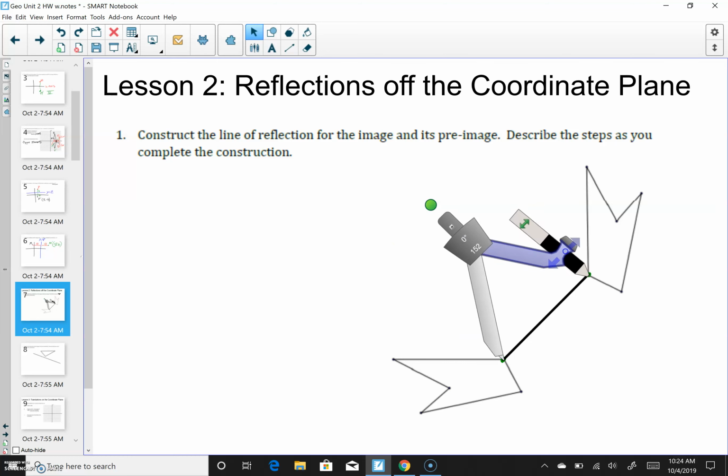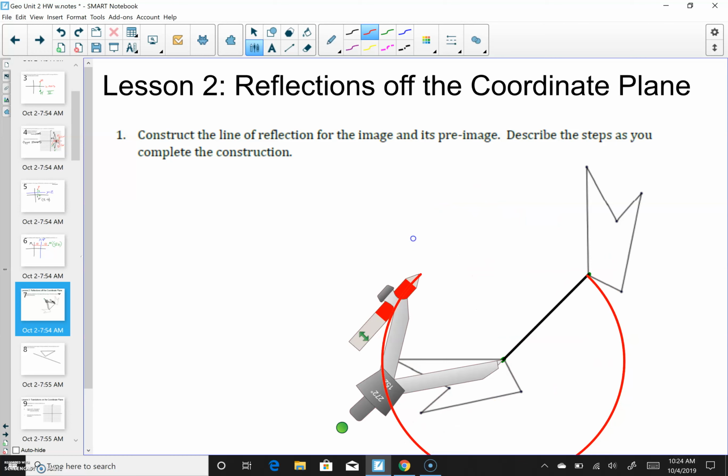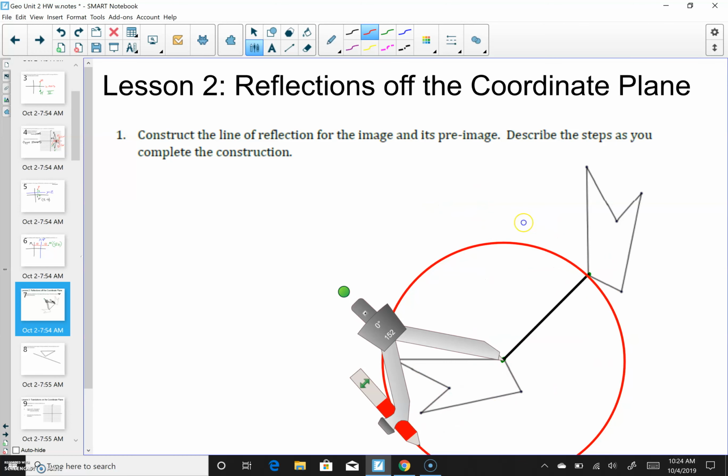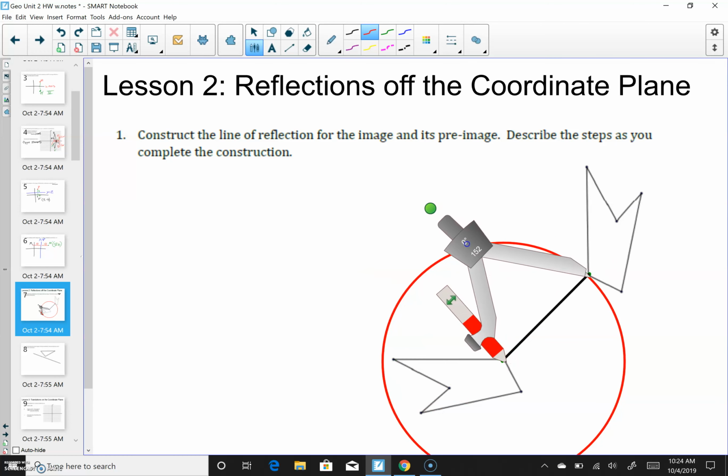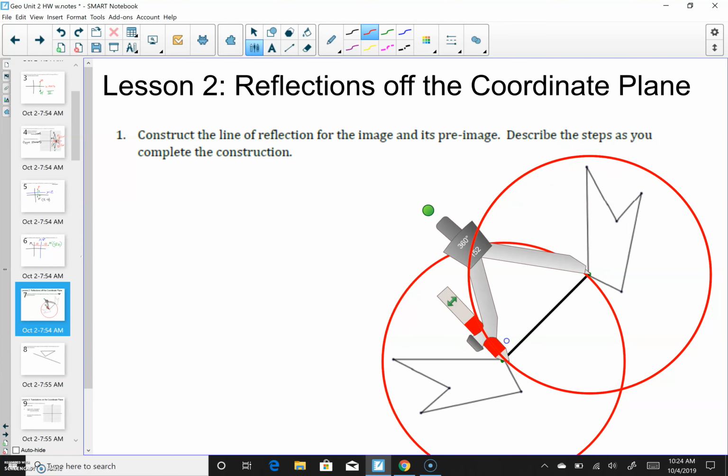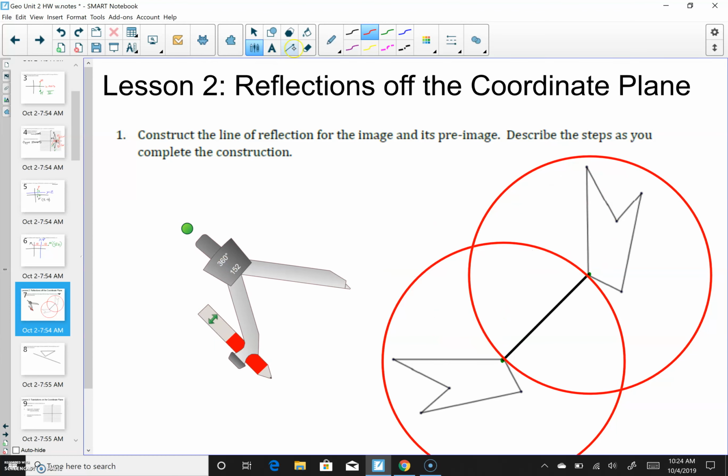So we'll make our full circles. I'm going to change my color here so it stands out. So my first circle, slide it across. I'm going to make my second circle. And then those intersection points right there are going to form our perpendicular bisector line. I'm just going to slide it over so that it lines up nicely. So there's our line of reflection.